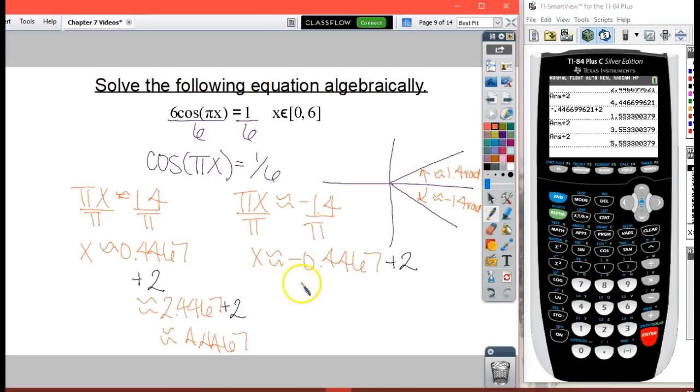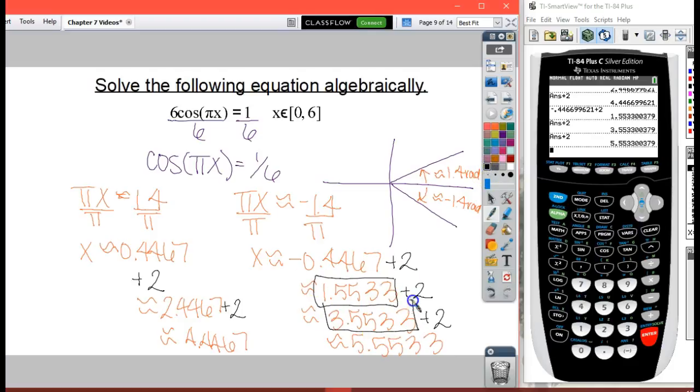Writing out this work, we then get 1.5533, add 2 radians again, we get 3.5533, add 2 radians again, and then my last answer, 5.5533. So here's 1, 2, 3 answers, and then here are the other 3. So we found all 6, and we're done.